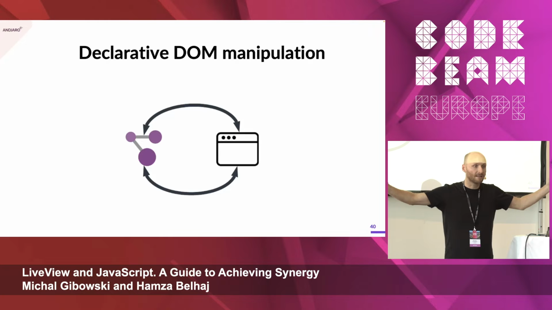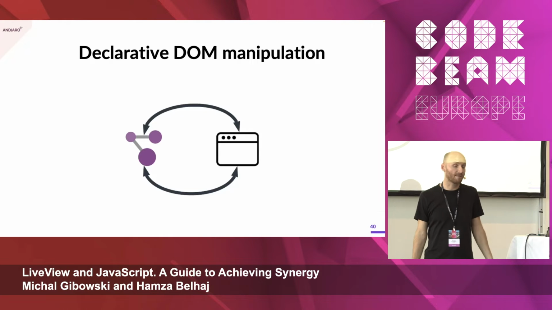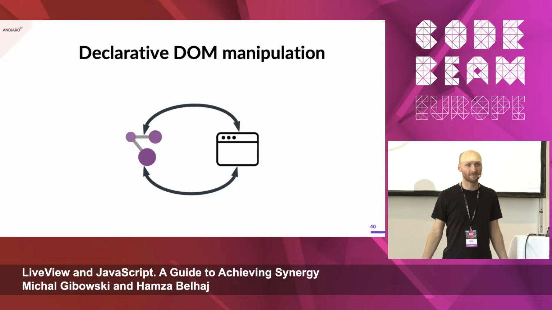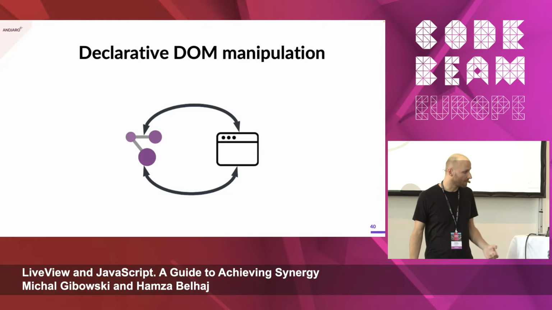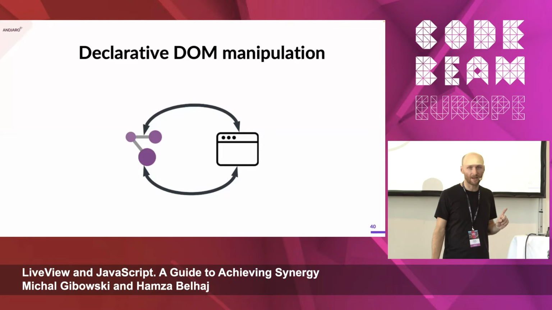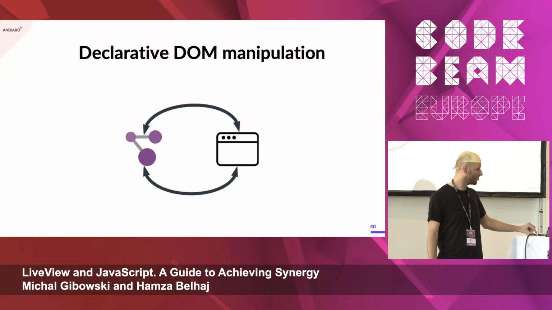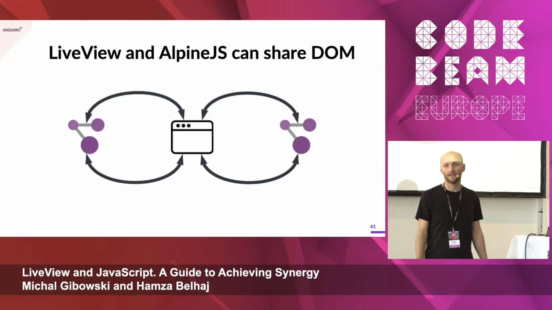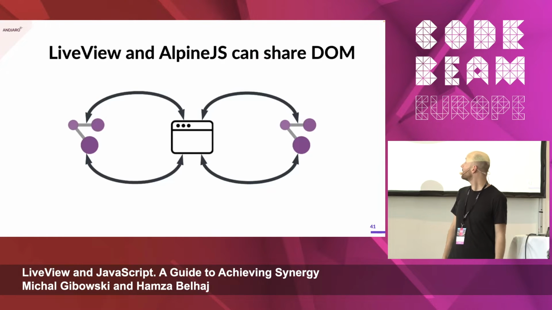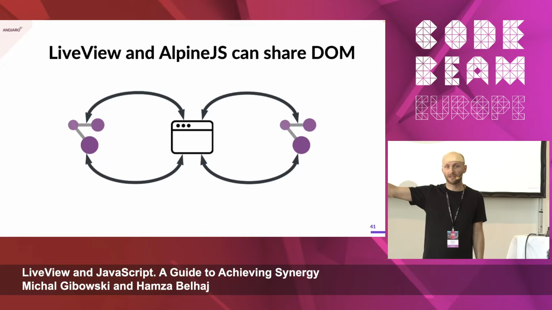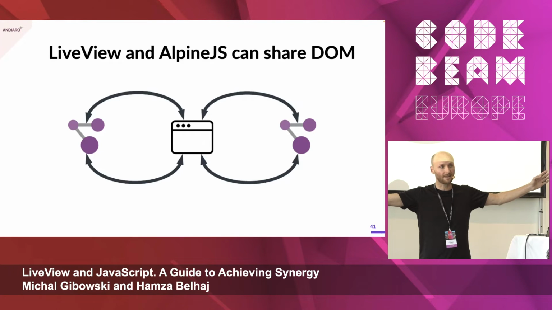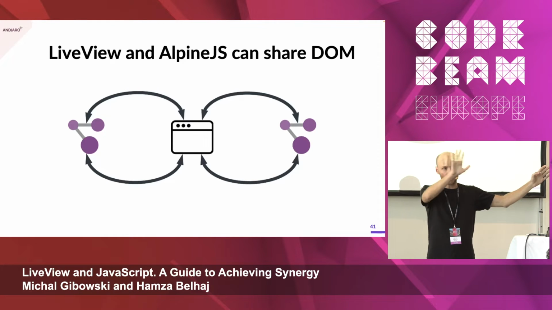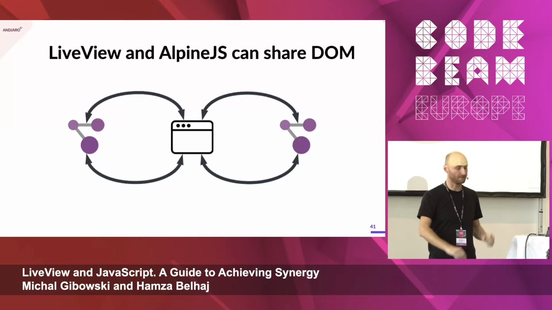And Alpine is not the only framework or library that provides that. Every modern framework gives us this possibility. But what's special about Alpine in today's context is its very tight integration with LiveView. So we have state of AlpineJS on one side in the client. We have state of LiveView on the other side on the server. And they both can manipulate exactly the same DOM fragment, the same DOM area, without any conflict.